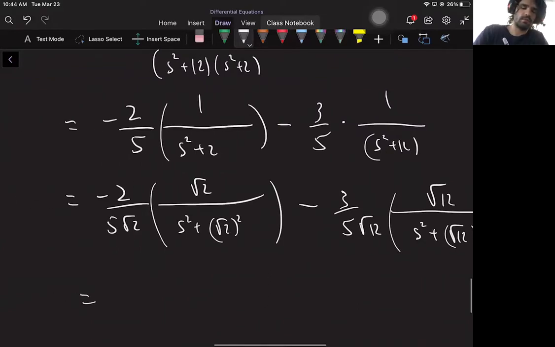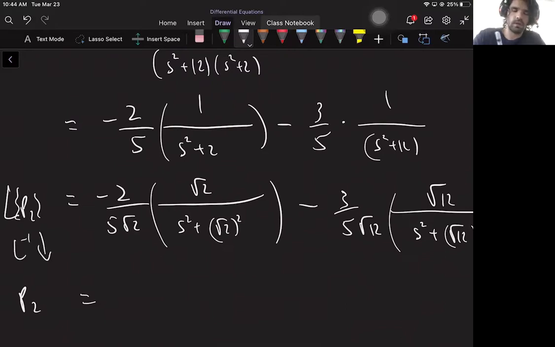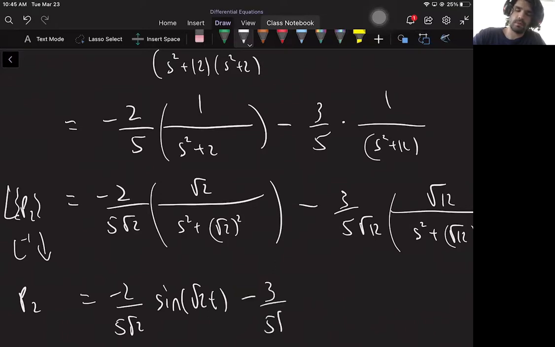So that was all L of y2. So now inverse Laplace transform, and we are almost done. This becomes sine of square root of 2t, minus this becomes cosine of square root of 2t. All right, so all that work, and now we have a position function for spring 2.